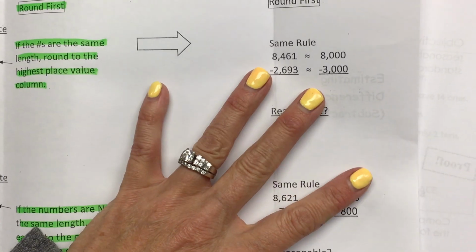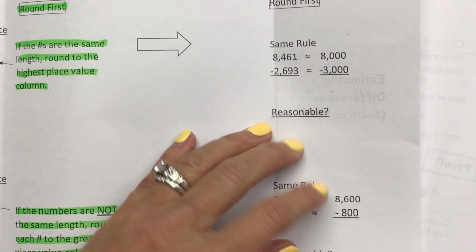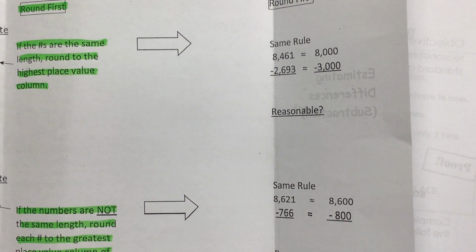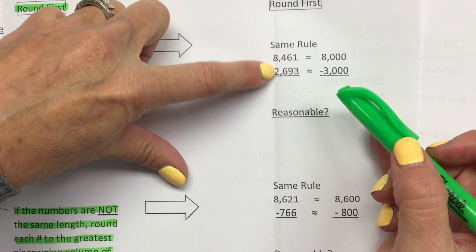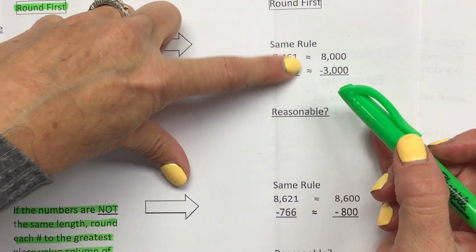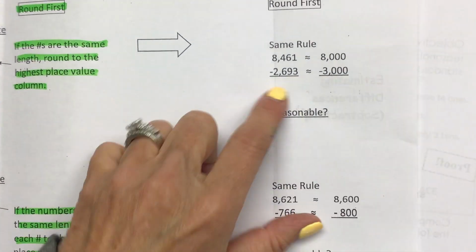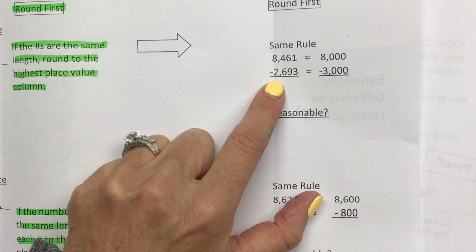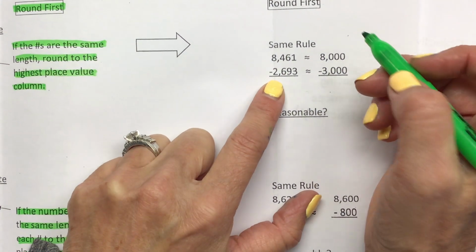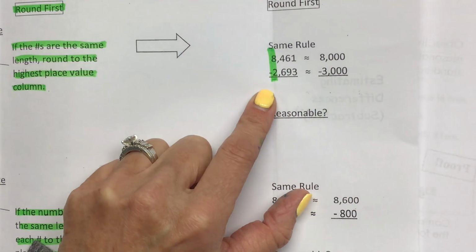Okay? Now, it is the same when we estimate with subtraction. We follow the same rules. So which column am I going to round to? On this one, they both have the same number of digits. Where am I rounding to? Every hand should be up. MJ, where am I going to round to? Not the hundreds. Morgan? Thousands. The highest one that they both have.